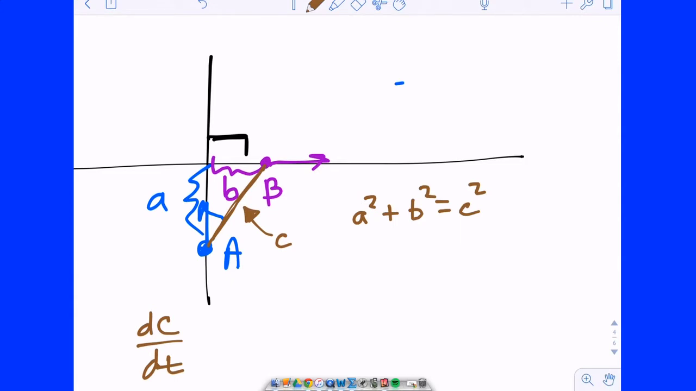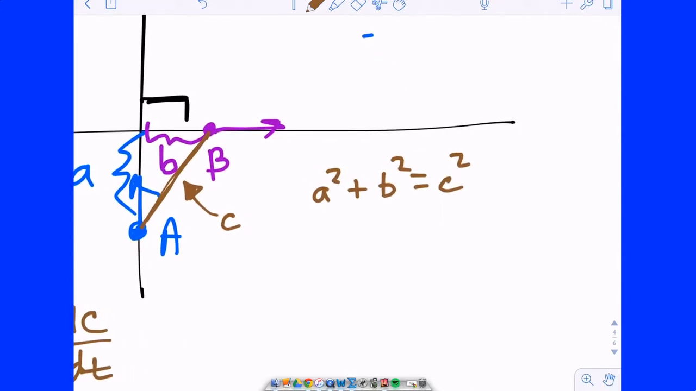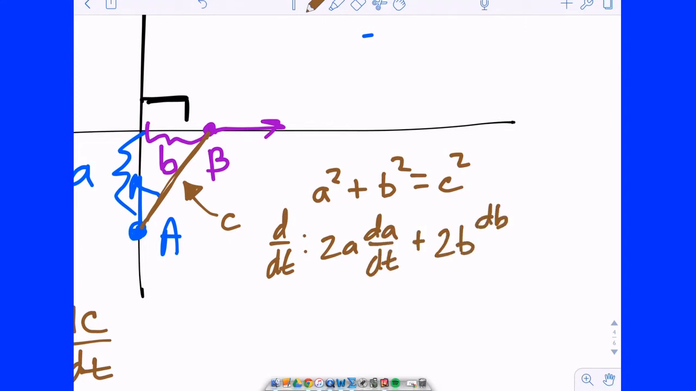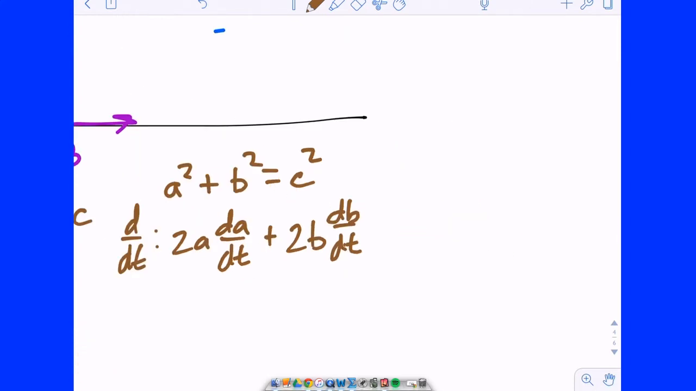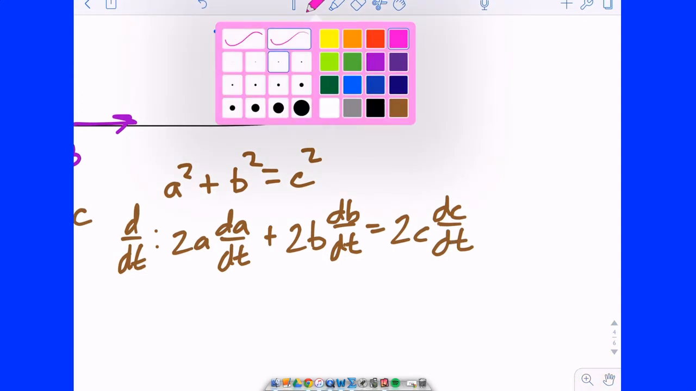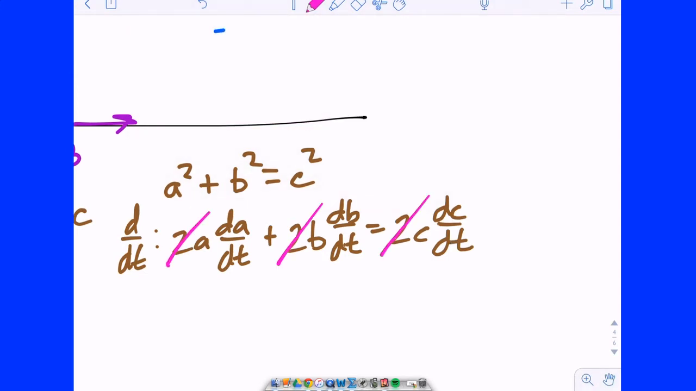So, it's not like the problem where we had the ladder or like the quiz where it was a fixed value. They're all changing. So now we'll take the derivative with respect to t, and we get 2a dA/dt plus 2b dB/dt equals 2c dC/dt. And of course, it's always your prerogative to divide out the 2's all the way across to make the problem a little bit easier.